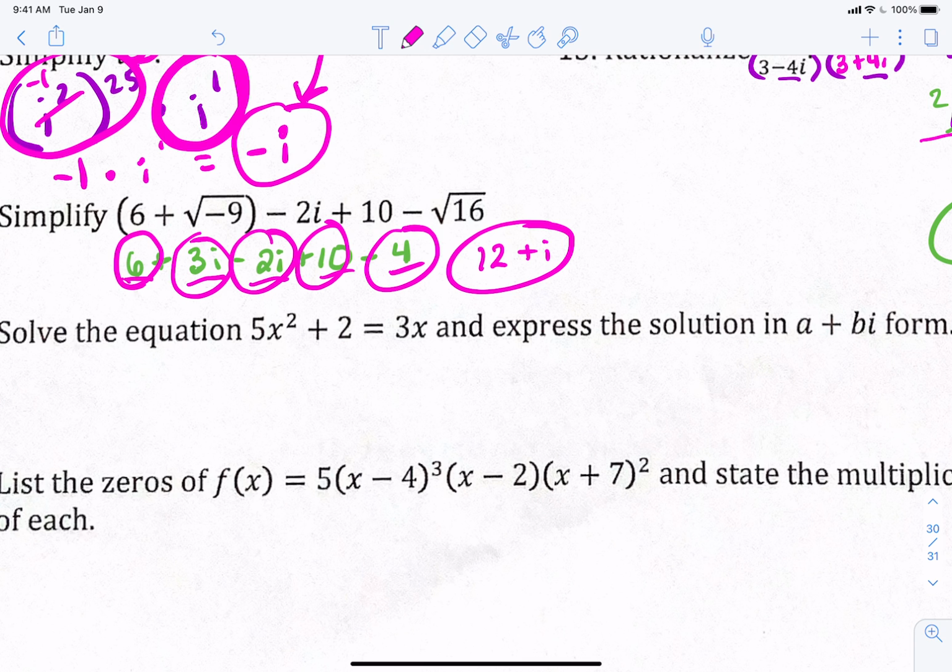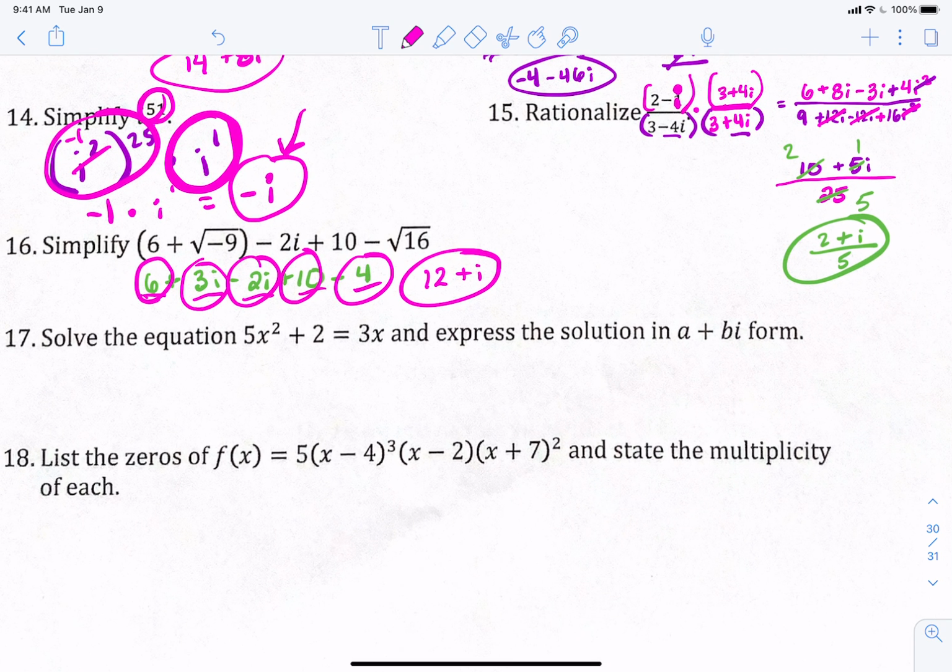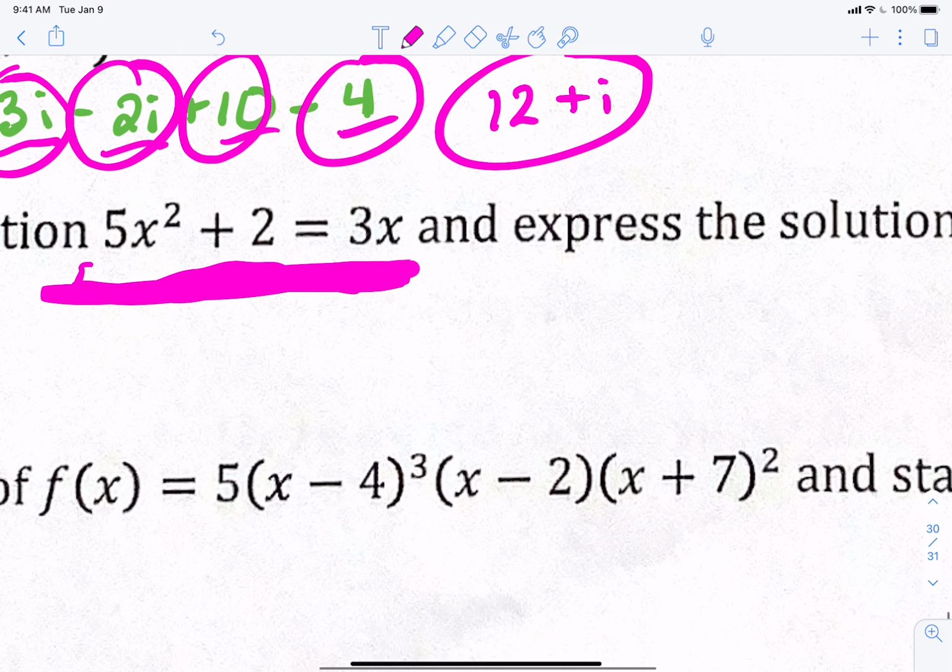Solve the equation, and express the solution in a plus bi form. So, we know that we're going to end up with an i in this problem. What kind of equation is this? Let's make it so we can put 0. It's a complex trinomial, but it's a quadratic. We know we're going to end up with i's in the answer.